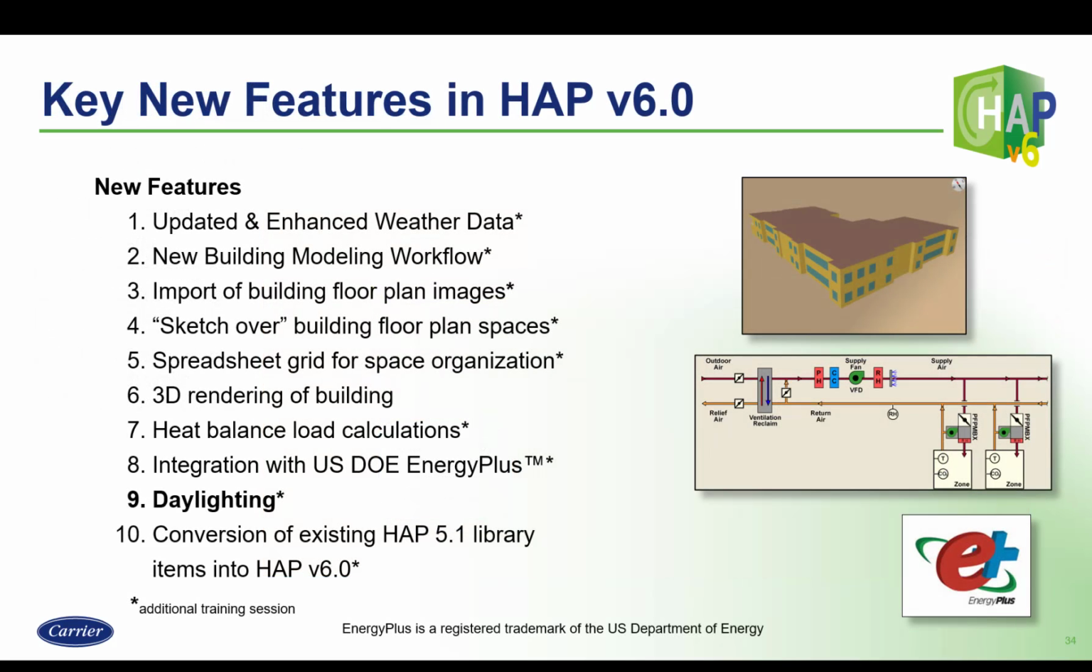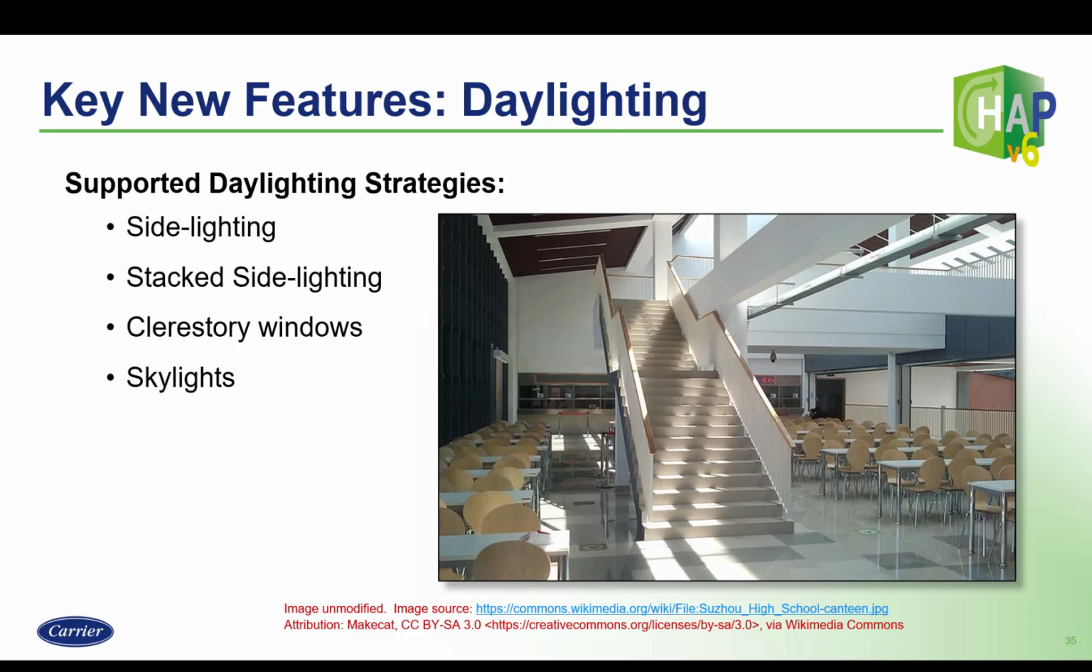Now let's discuss key feature number 9, daylighting. Daylighting is defined as the practice of locating windows and skylights so that natural lighting from the sun can assist in providing effective internal lighting. The sunlight can be direct or indirect. The object is to reduce energy use of the artificial lighting while maximizing visual comfort.